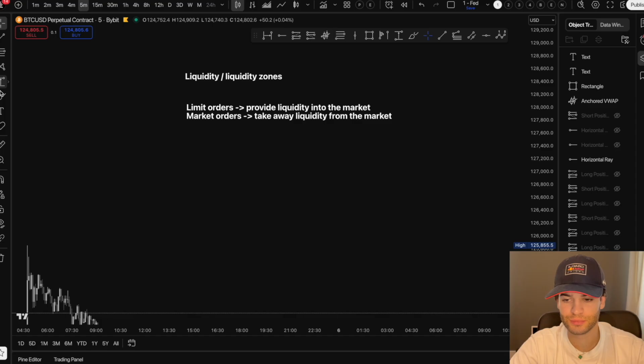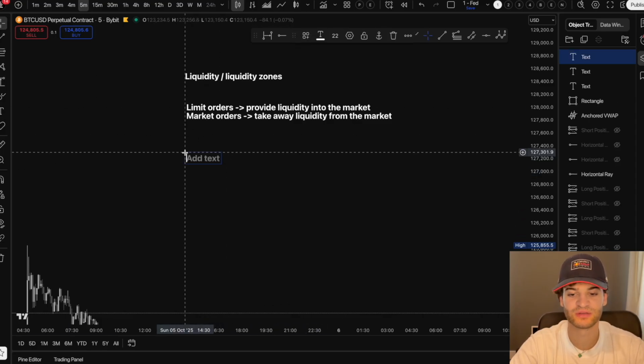So, why is this important? Because there are larger traders, so not you, because you're probably not trading with 10, 20, or 50 million.